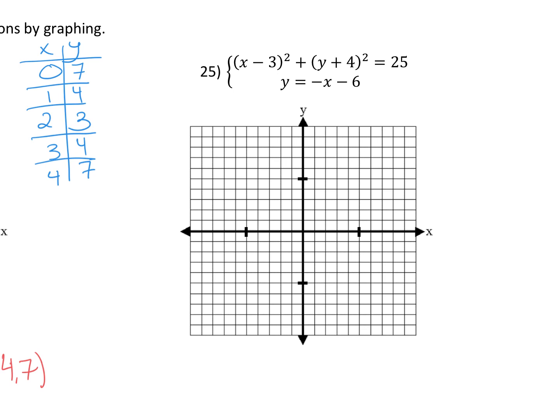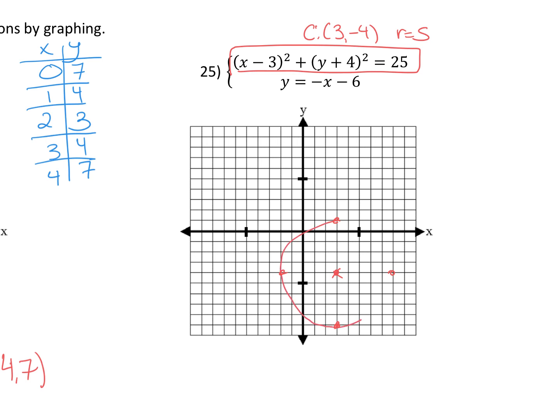In this equation, we're graphing a circle and a line. So this circle has center at (3, negative 4) and a radius of 5. Three, negative 4, 5. Okay.